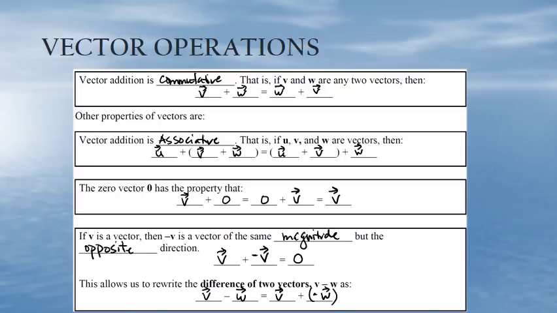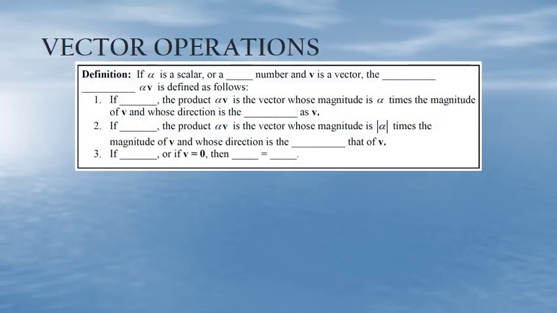Now, there's a whole set of rules for subtracting vectors, but the way I'm going to deal with it in this class is just to always refer it back to addition, because that way we only have to remember one thing. Now let's take a look at one more grouping of vector operations. Specifically, we're going to talk about multiplication.